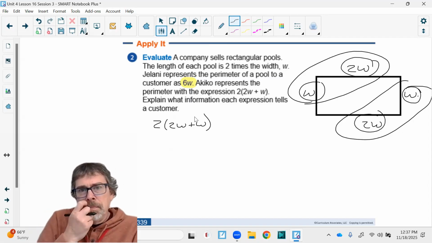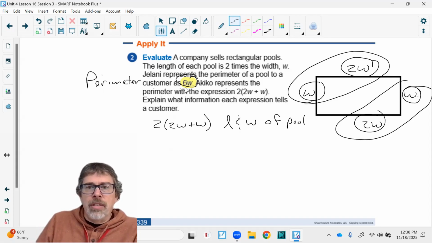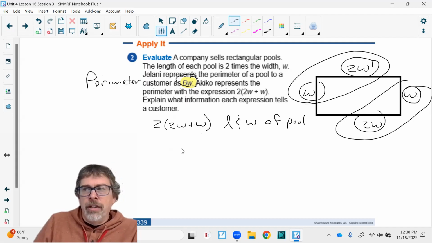What does 6W tell the customer? This one tells the customer the length and width can be calculated. And this just tells the perimeter. 6W says the perimeter is 6 times the width. The length and width of the pool can be calculated from this if we knew the perimeter. We could find the width and the length, or if we knew the length or the width, we could find the perimeter and the other missing measurement.